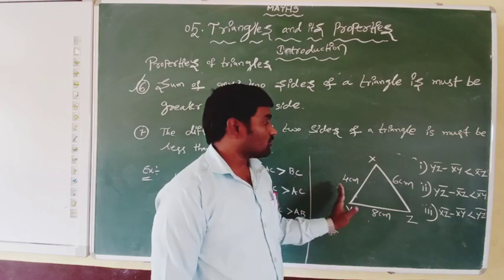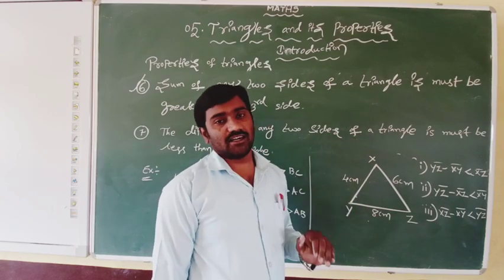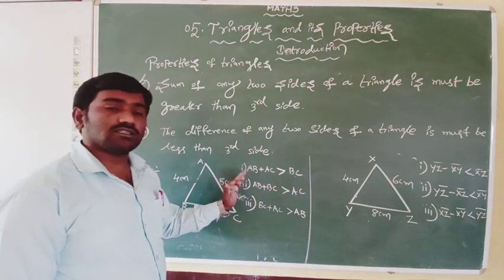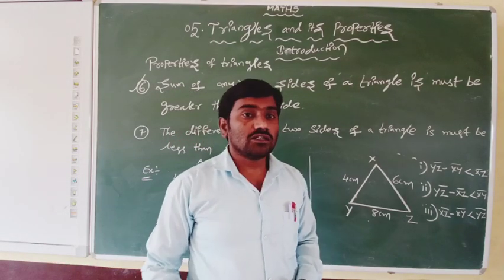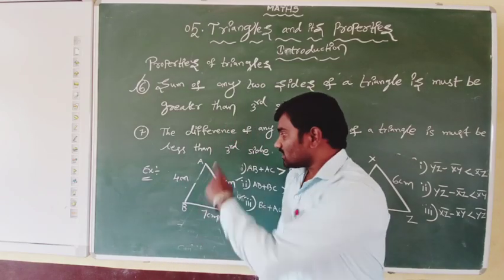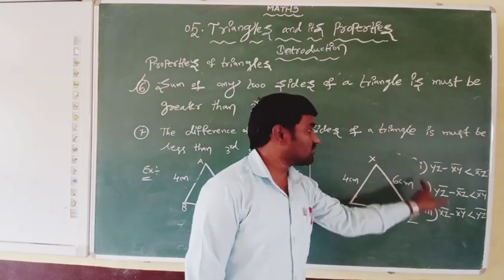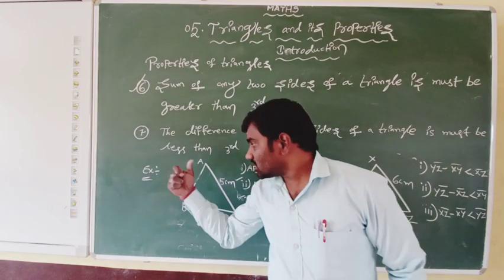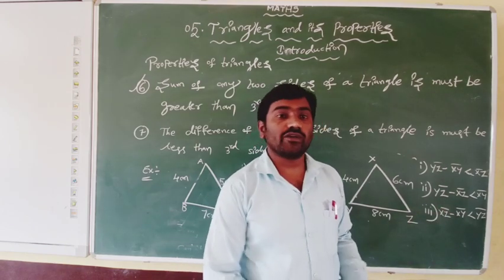The same thing. We have to subtract any two sides. It should be less than the third side. Here we have to add any two sides. It should be greater than the third side. Now you may ask the doubt, sir, should both these conditions be satisfied? If these three conditions are satisfied, then automatically the other three conditions will also be satisfied. You can check it now.